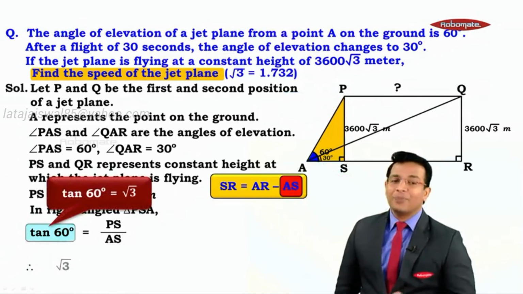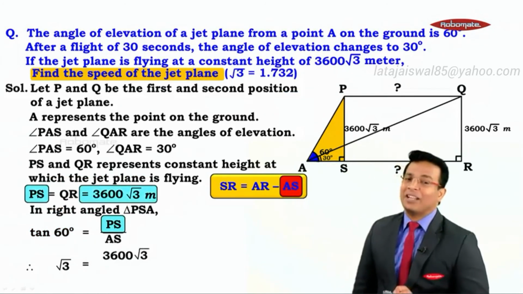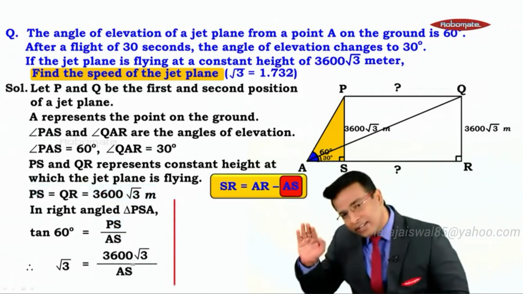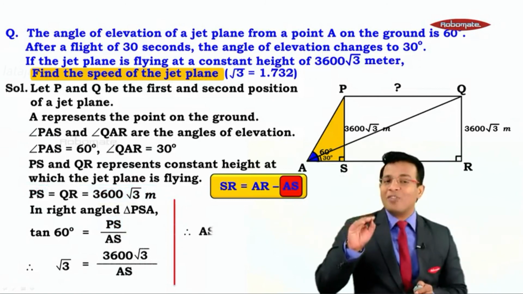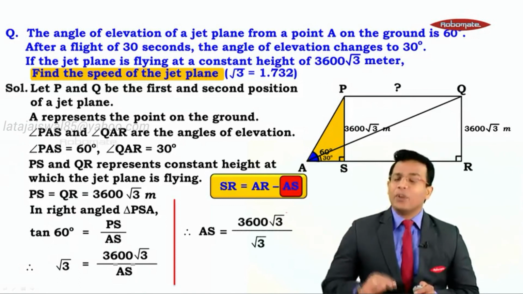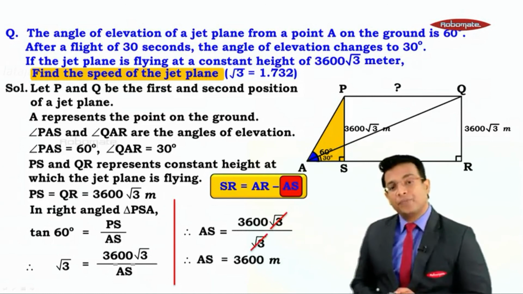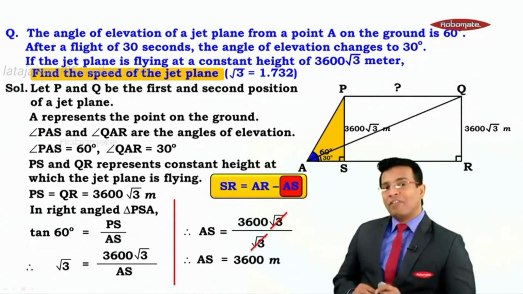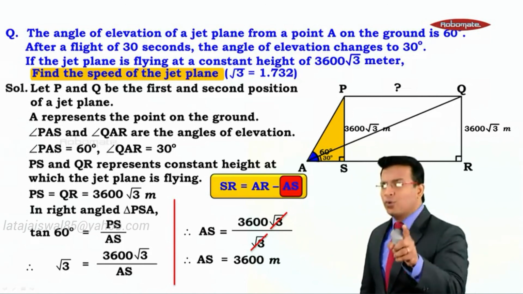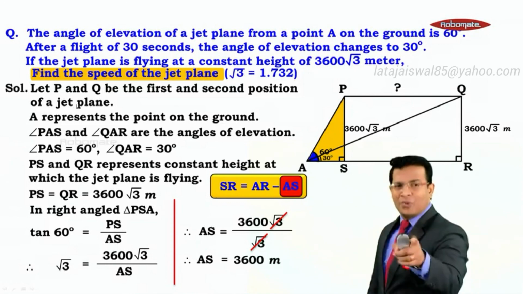So we substitute that value there. We write root 3 is equal to PS, which is 3600 root 3, upon AS, which remains as it is. So now AS goes to the left hand side, root 3 comes to the right hand side. So now we have AS is equal to 3600 root 3 upon root 3. Root 3 and root 3 get cancelled. So we have AS as 3600 meter. So now students, we have got the value of AS. Now I'm leaving you here. I want you to get the value of AR and calculate the value of SR. It's very simple. I know you will get it. I'll be back.